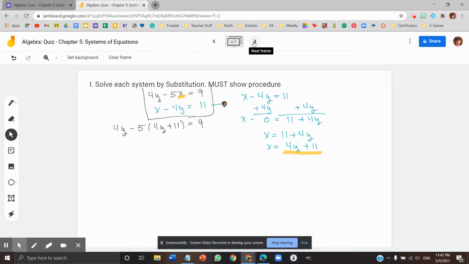Where everything came from, right? So now I can use the distributive property to solve for that parentheses. I can take that 5 and multiply it by 4y, take that 5 and multiply it by 11. So I'm going to have my 4y, that's going to stay the same. And remember that I take the negative 5 all together. Negative 5 times 4, that's going to be negative 20. And the y, we cannot forget that y. And negative 5 times 11 is going to be negative 55.